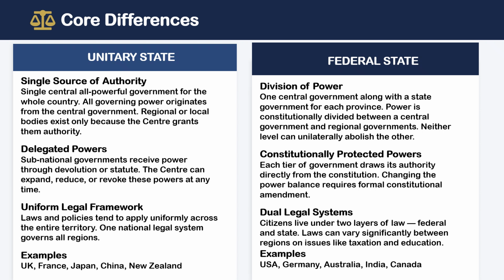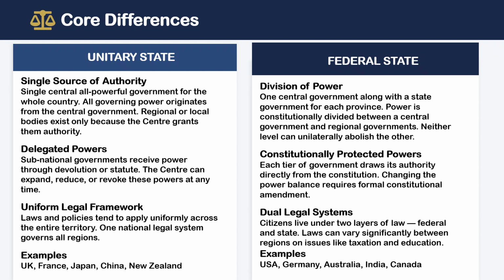In a federal state, there is one central government along with a state government for each province. So power is constitutionally divided between a central government and regional governments. Neither level can unilaterally abolish the other because they're getting the power from the constitution.